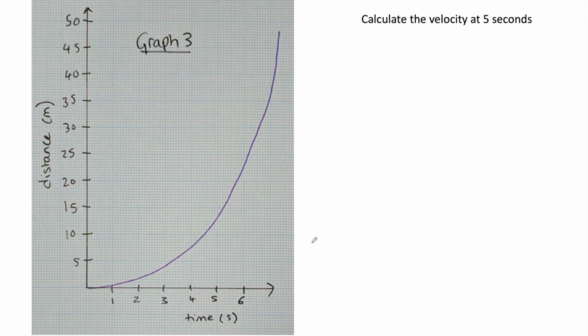So I want you now, if you've got the sheet, to have a go at this one and pause the video. If you haven't, just again watch my explanation. So we've got to calculate the velocity at 5 seconds. The first thing I'm doing is I'm drawing a right angle on that line there. And then of course I'm going to draw a right angle to that, which is a tangent to the curve at that point. And then I've got to measure the gradient.